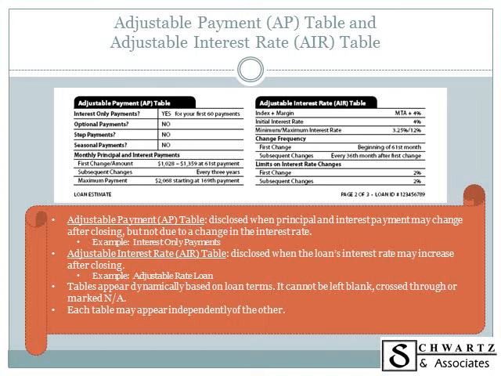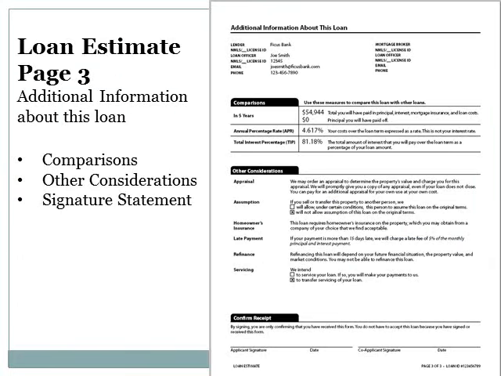Finally, I'm going to turn it over to Georgette to discuss page 3 of the loan estimate. Thank you. And here we are at page 3 finally, the last page of the loan estimate. Page 3 covers additional information about this loan. We have comparisons, other considerations, and a signature statement. Let's look at these more in depth on the following slides.